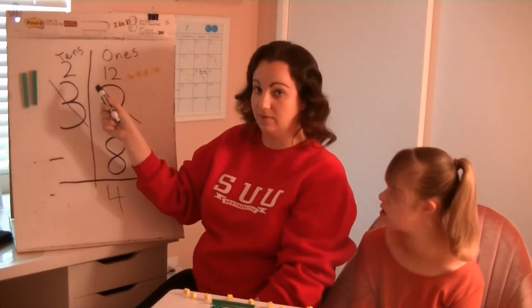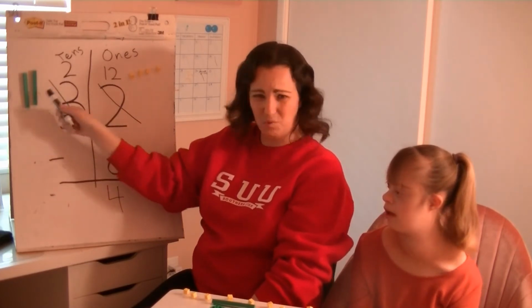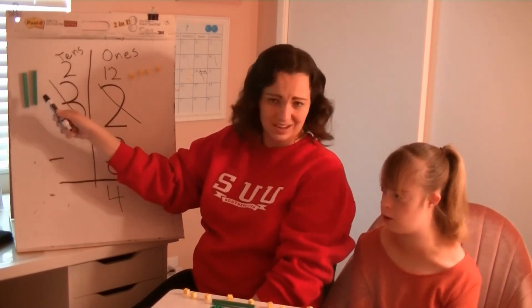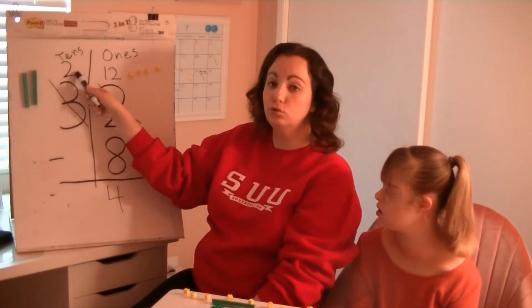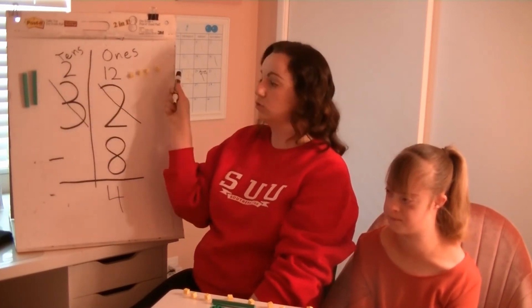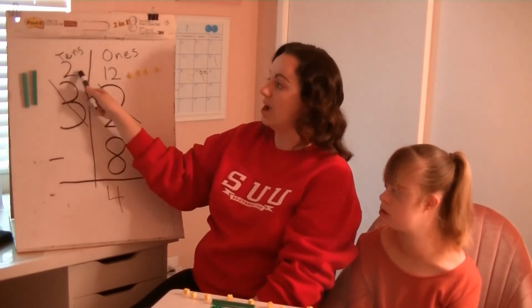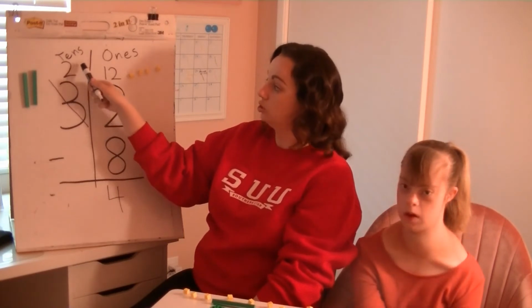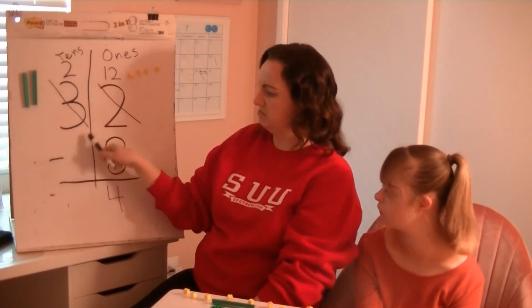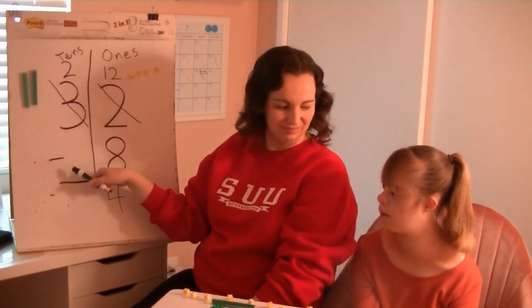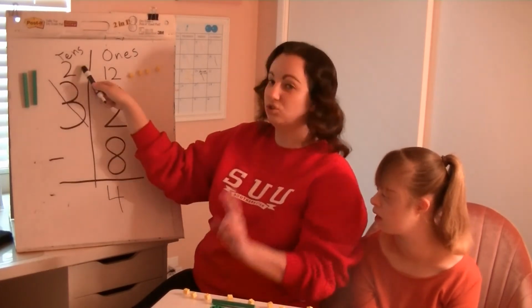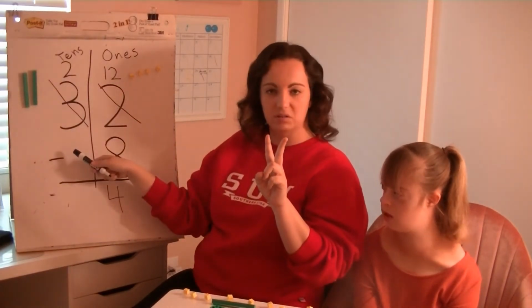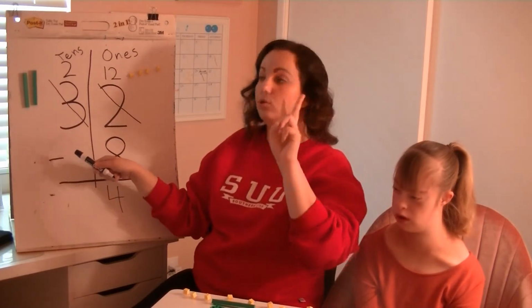We can't forget it. Do we still have 3 10s here? No, we now only have 2 10s. Remember? Because we regrouped some to the 1s. We only have 2 10s left. 2 take away. Do I have anything to take away here? No. So 2 take away nothing is still 2.